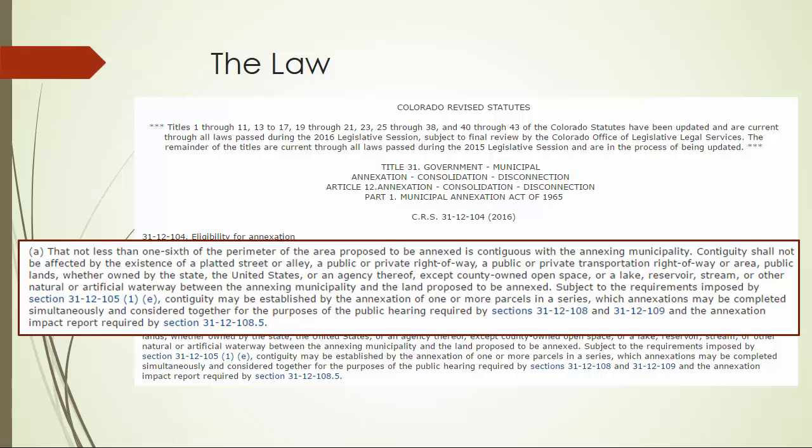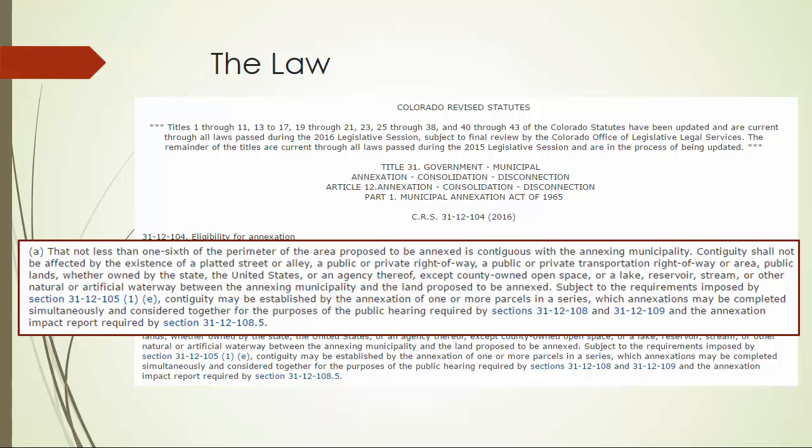Not less than 1/6 the perimeter of the area proposed to be annexed is contiguous with the annexing municipality. Contiguity shall not be affected by the presence of a platted street or alley, a public or private right-of-way, a public or private transportation right-of-way or area, public lands, whether owned by the state, the United States, or any agency thereof, except county-owned open space, or a lake, reservoir, stream, or other natural or artificial waterway between the annexing municipality and the land proposed to be annexed.